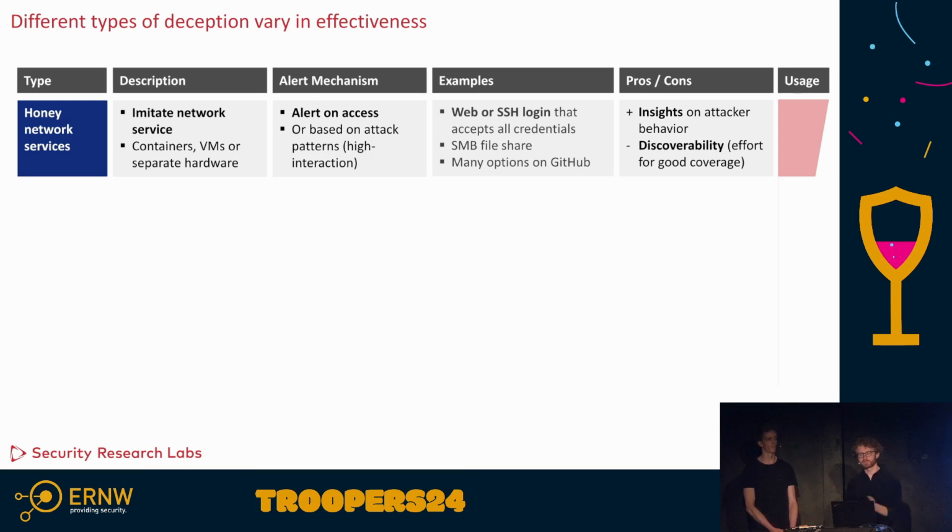So that's kind of nice, but at the same time, this whole concept of network services, especially in large networks, is hard to roll out with good coverage. Because you might have thousands of network services, and then there is one honey service in the middle. How are attackers going to find specifically this one if they do not scan the full network?